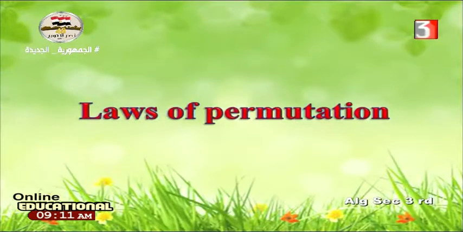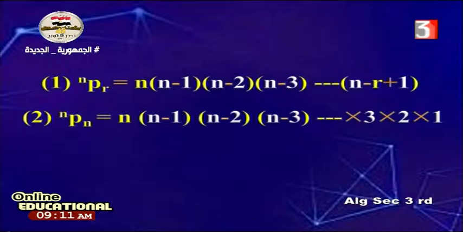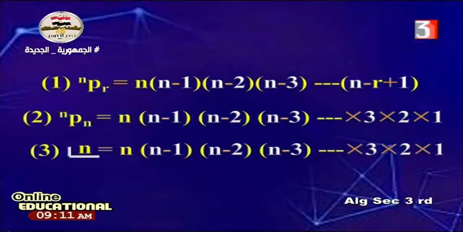Laws of permutation. nPr equals what? n multiply n minus 1 multiply n minus 2 multiply n minus 3 down to n minus r plus 1. As example, 10P3 equals 10 times 9 times 8. 10P2 means 10 times 9 and so on. Also nPn equals n multiply n minus 1, down to 3, 2, 1. Factorial n multiply n minus 1 as nPr.